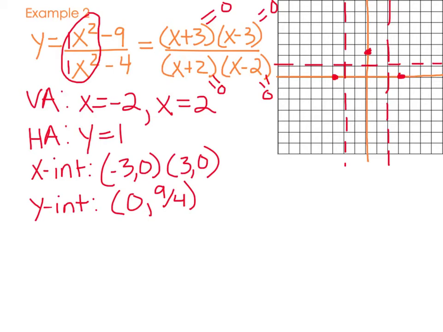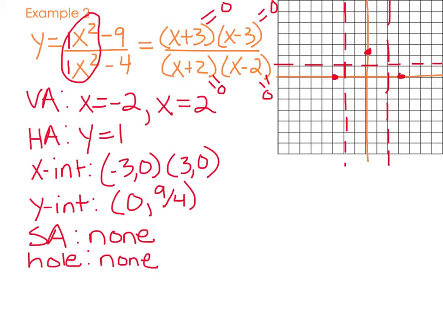We need to talk about the slant asymptote, but that only happens when the top is 1 degree higher than the bottom, so in this case we don't have any. And then you need to think about the holes, but we didn't cross out any factors, nothing canceled, so there were no holes either.